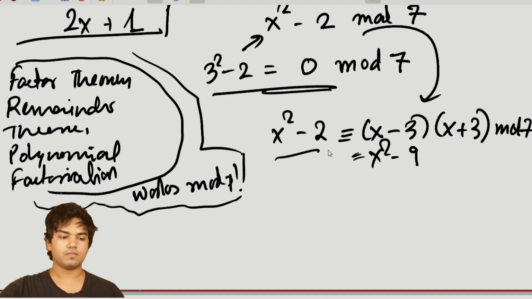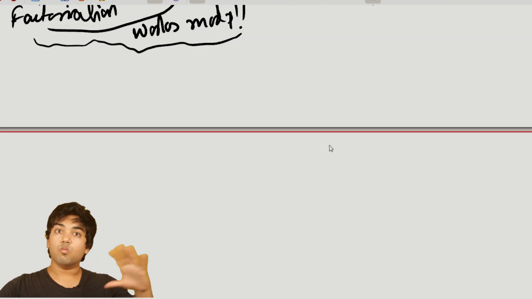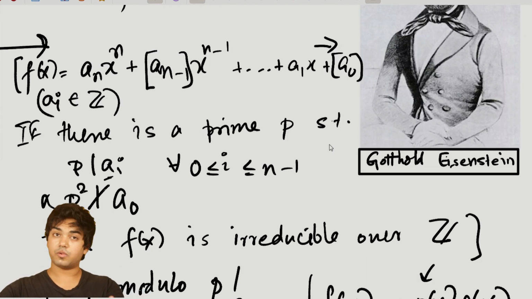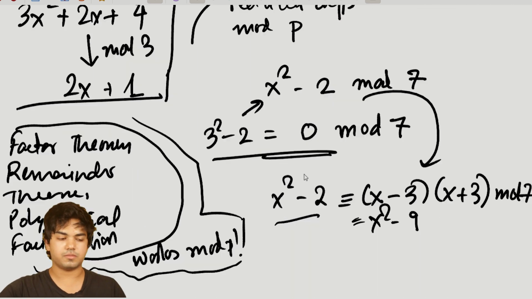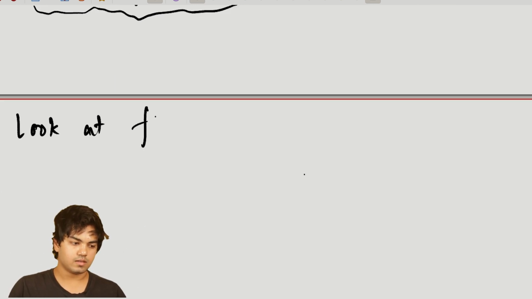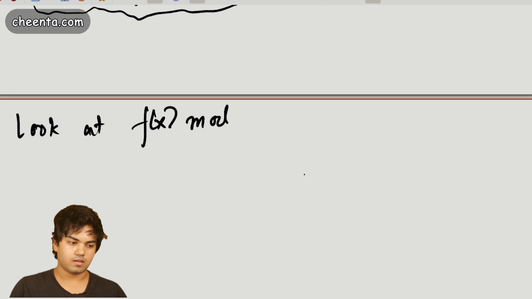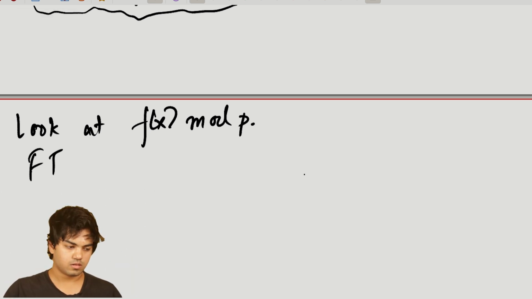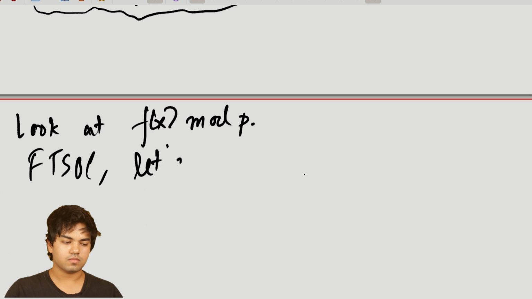That's a cool trick. So, all that being said, if I look at the condition of Eisenstein, I have this integer polynomial, and I have a special prime p for which something interesting happens. So I'll go modulo that prime. Look at f of x mod p. For the sake of contradiction, let's assume f is reducible.